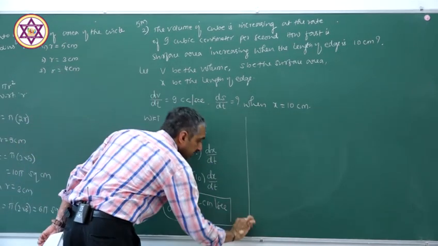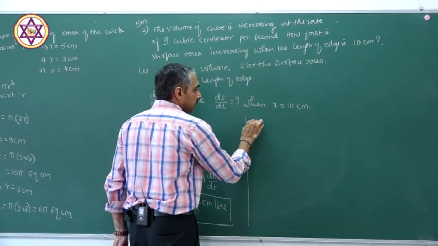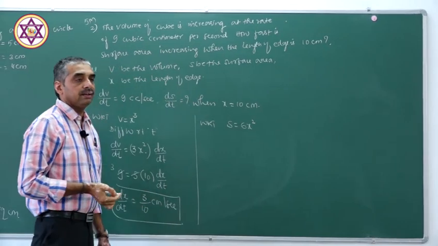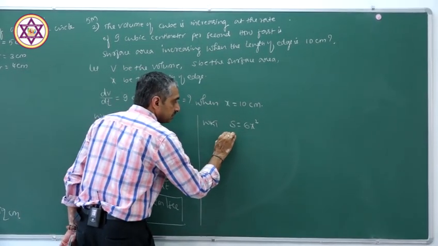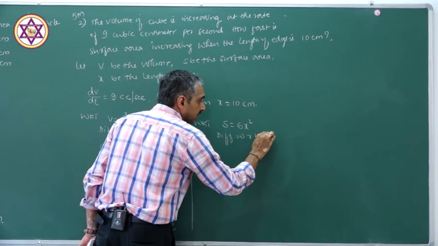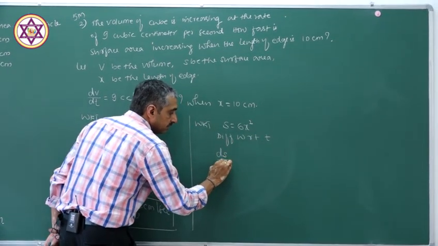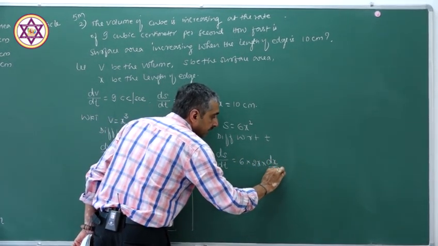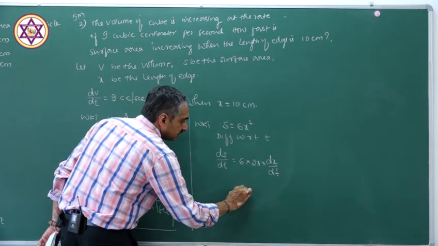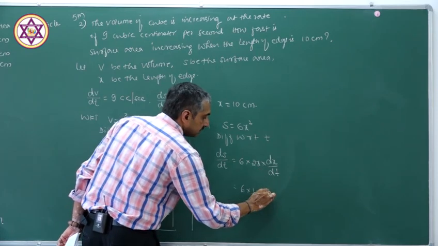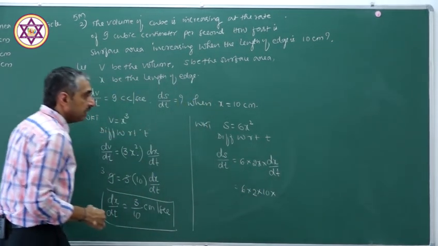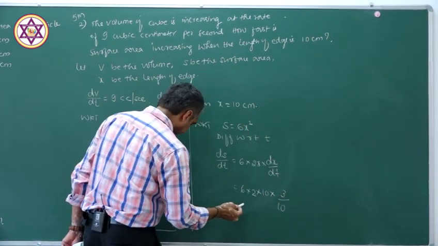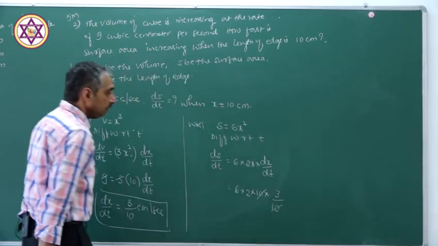Now the next thing is the surface area. What is the surface area formula? S is equal to 6x square. Once again, differentiate this with respect to time t. What happens? dS by dt is 6 into 2x into dx by dt. When x is 10, and dx by dt, which you have already determined, is 3 divided by 10.